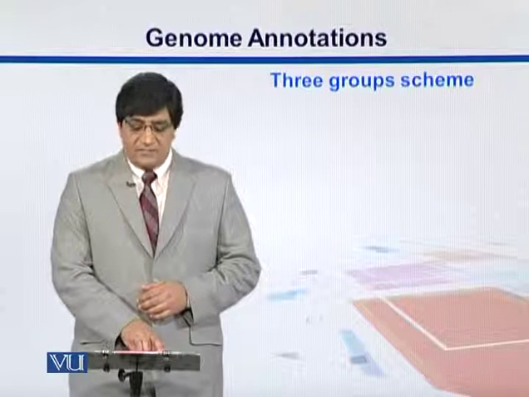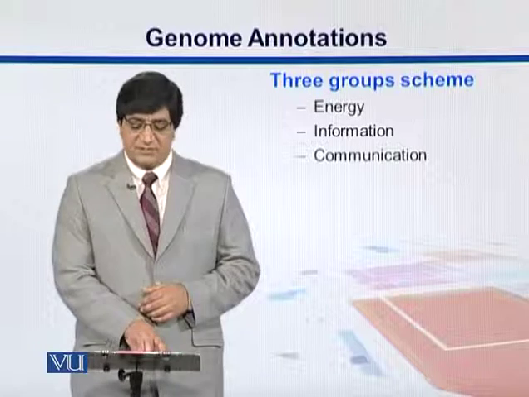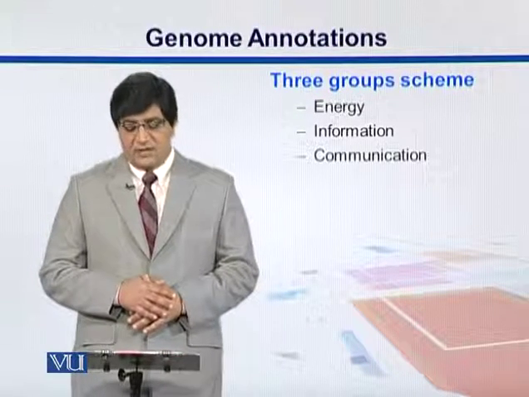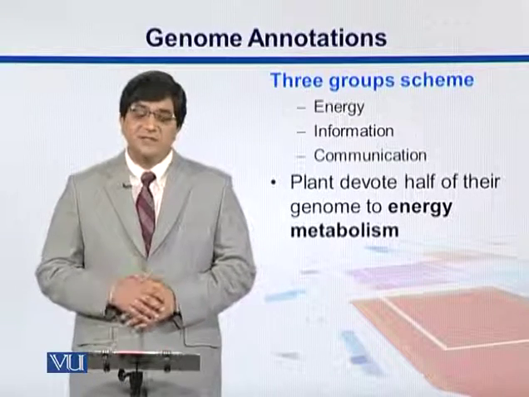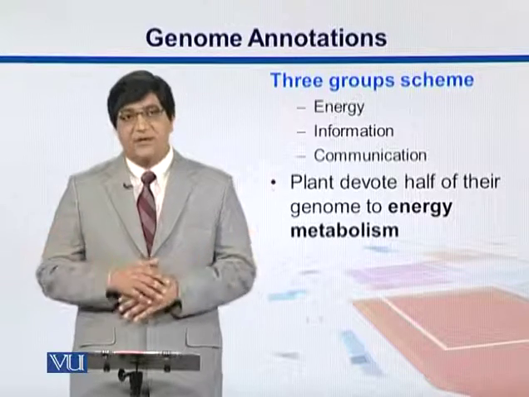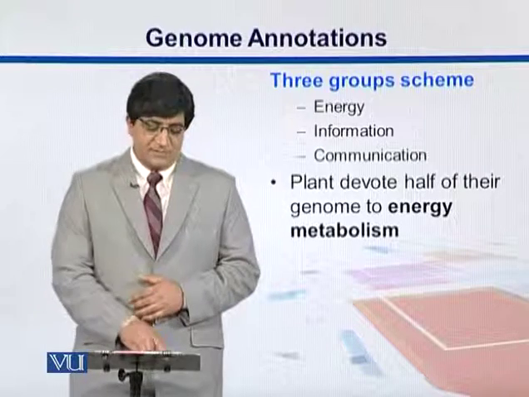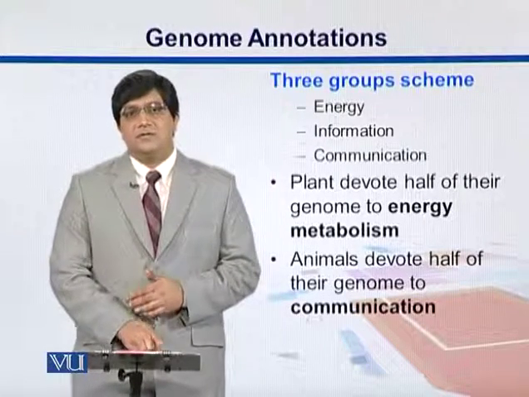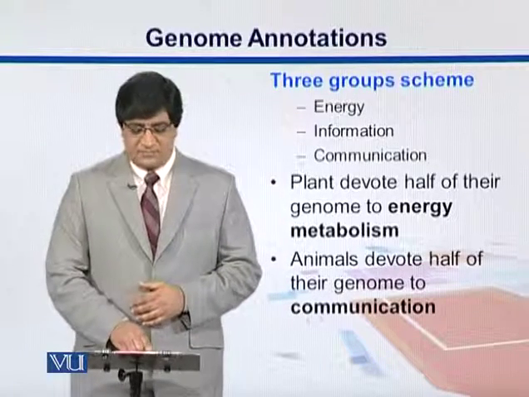There is another scheme that we call a 3-group scheme. So it divides all those functions into energy related or information related or communication related. So it was found that plants devote half of their genome to energy and the metabolism of the energy. Obviously they make food for all of us, whereas animals, they talk a lot. So they spend a lot of their energy in communication.